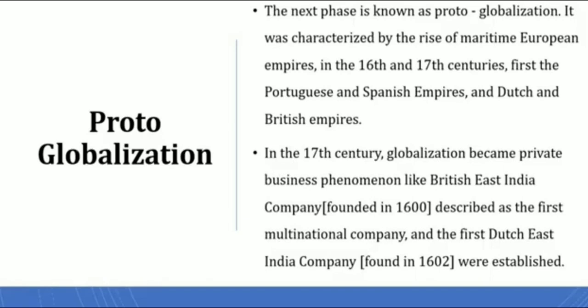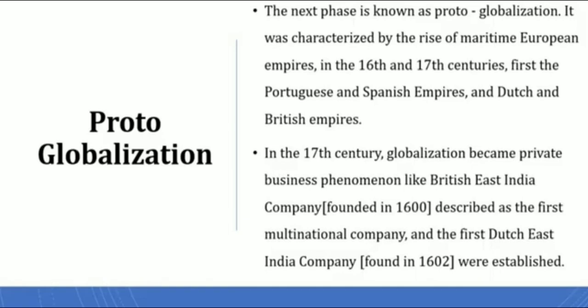It arose during the 16th and 17th century. During the 16th century, the Portuguese and Spanish empires started this globalization. And in the 17th century, the Dutch and the British East India Company started this globalization. So this globalization became a private business phenomenon, like the British East India Company. When was the British East India Company founded? In 1600. So there is another related question. Which is the world's first multinational company? That is the British East India Company. When did it start? In 1600 it started in India.